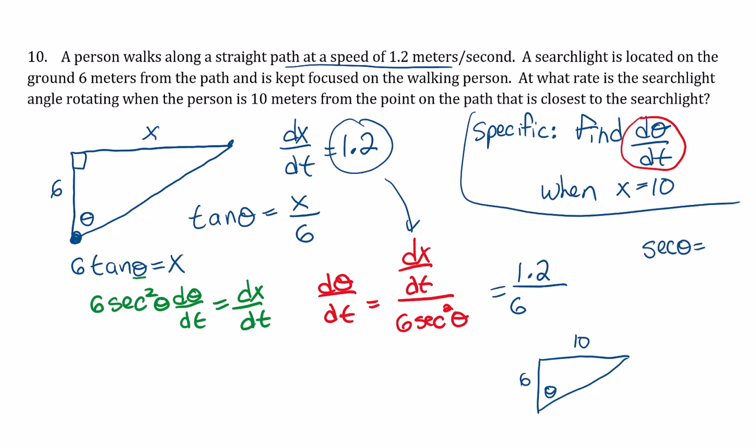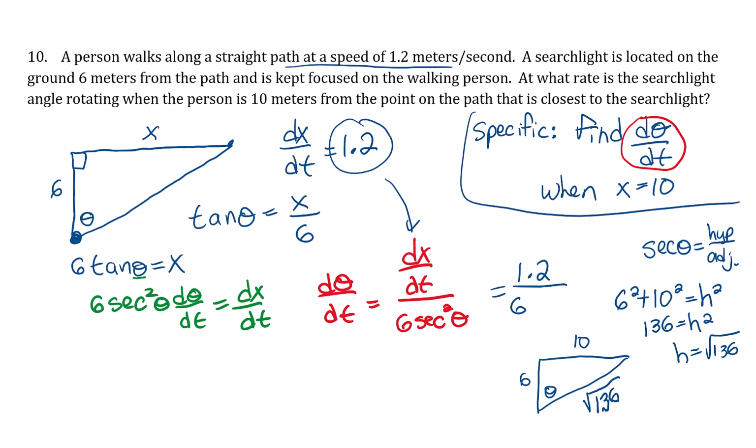So the secant of theta would be hypotenuse over adjacent. Okay, well, I've got the adjacent side at 6, but I'm going to have to find the hypotenuse. So this will be the Pythagorean theorem. We've got 6 squared plus 10 squared equals the hypotenuse squared. So that's 136. So 136 is the hypotenuse squared, so the hypotenuse is the square root of 136.